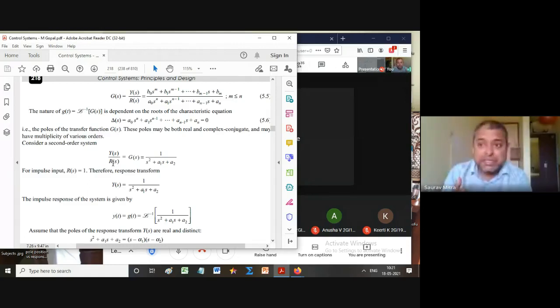So what is meant by impulse response? That definition, if they ask this, in that case you have to say that for R(s) equal to 1, that is impulse, Y(s) is equal to G(s). That means y(t) is equal to g(t). That means system response is same as system transfer function in time domain.